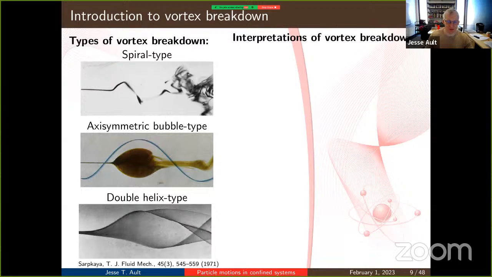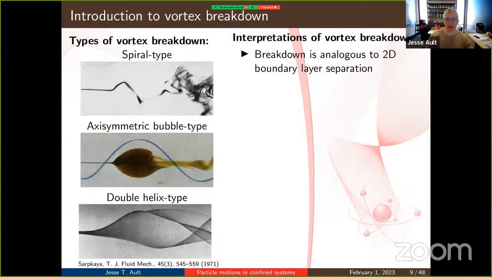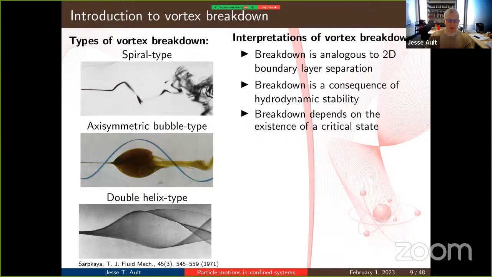And there's been a bit of controversy about the interpretations, or how to explain or mathematically show whether vortex breakdown will happen. But these are the various interpretations. The first is that it's analogous to a 2D boundary layer separation. Another is that it's a consequence of hydrodynamic stability. And then this is the more popular interpretation recently, especially since it seems to match calculations pretty well. I'll show an example of that later on, but the idea is that the breakdown depends on the existence of a critical state.